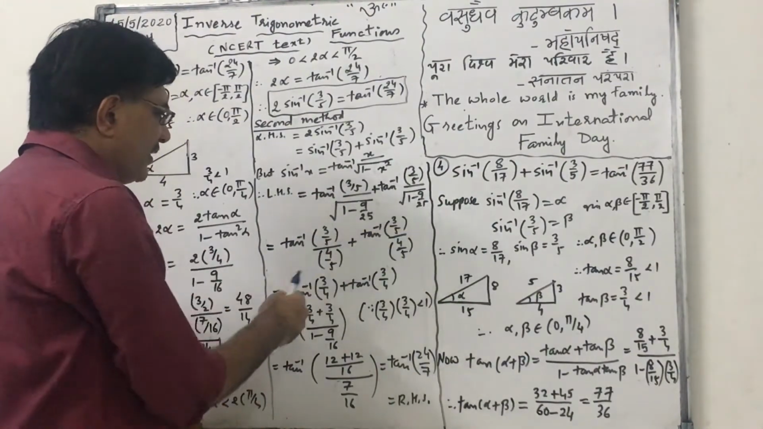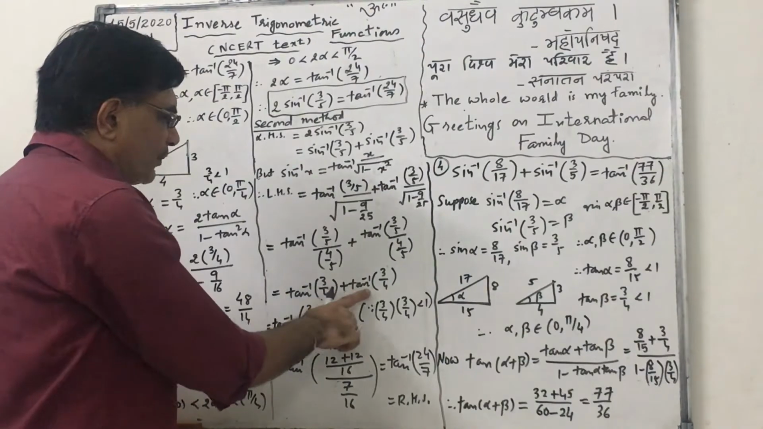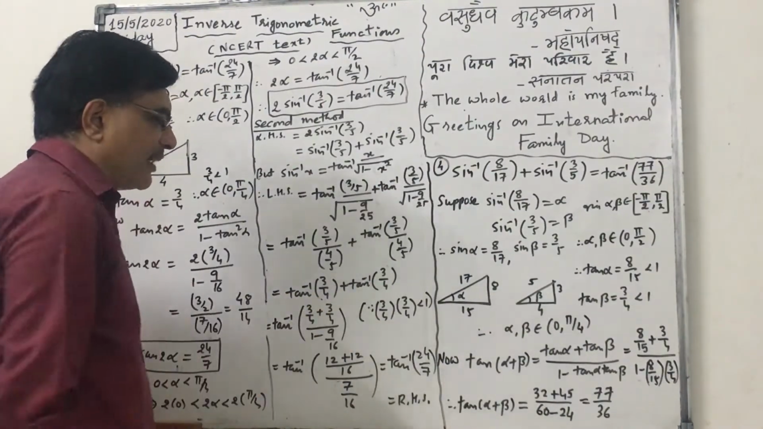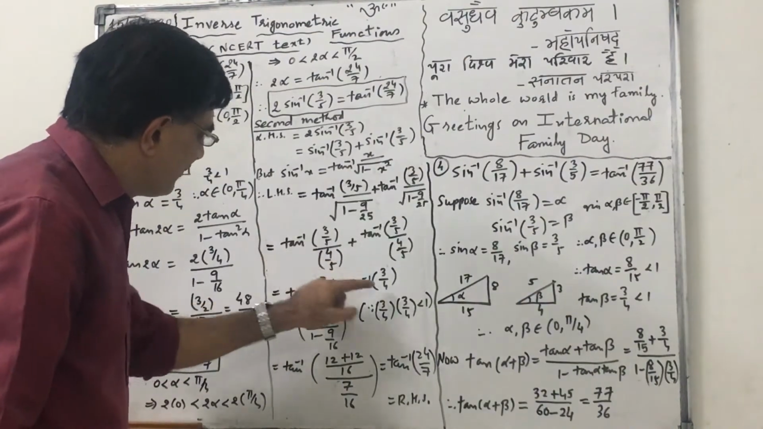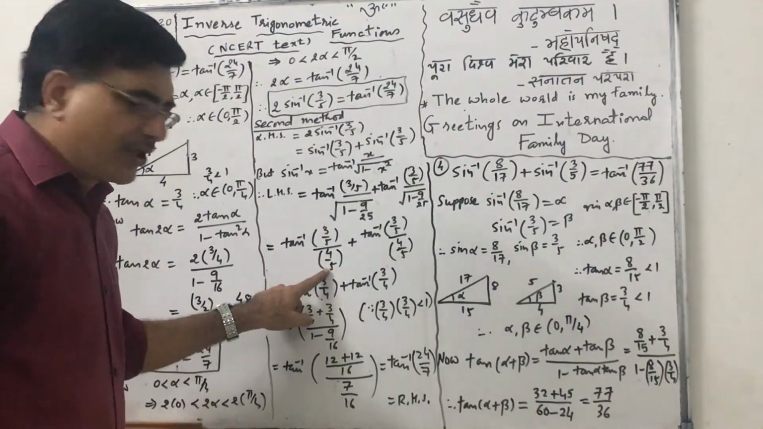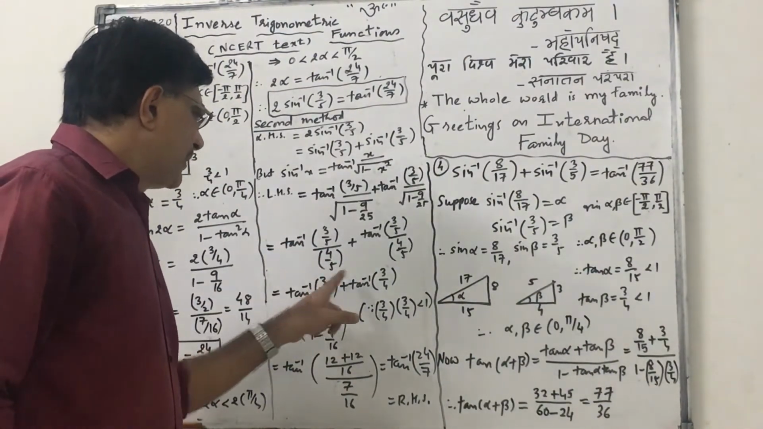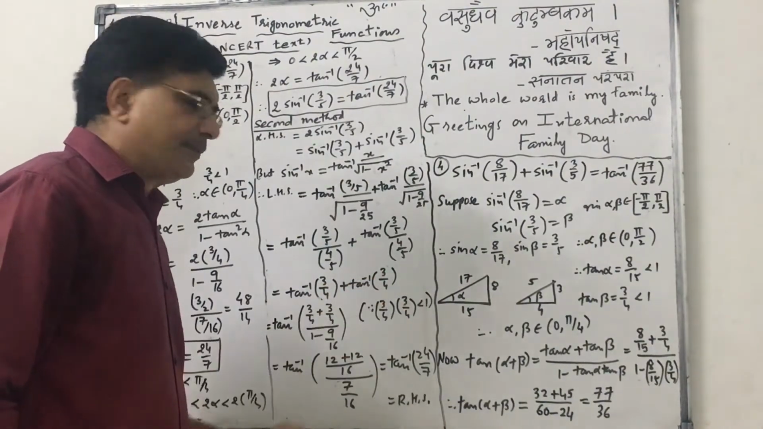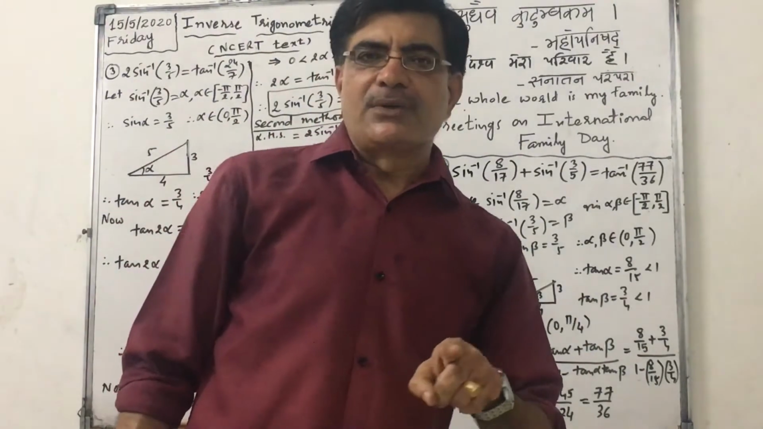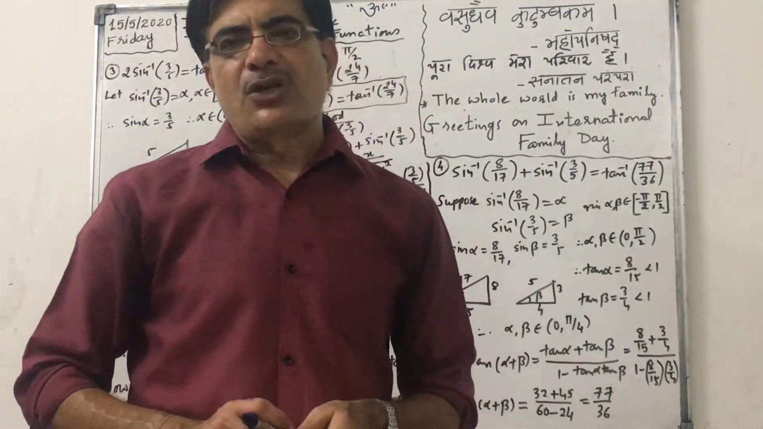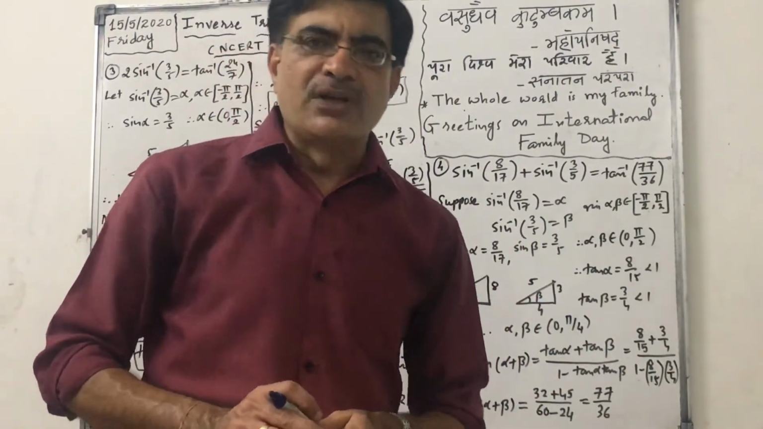Same here. So finally it is tan inverse of 3 by 4 plus tan inverse of 3 by 4. The 5 cancels. Now the product of these two, 3 by 4 into 3 by 4, is less than 1. So we have to use that formula: tan inverse of x plus tan inverse of y equals tan inverse of x plus y upon 1 minus xy.